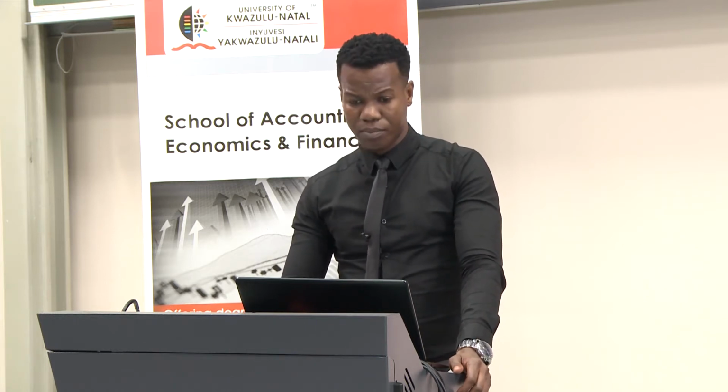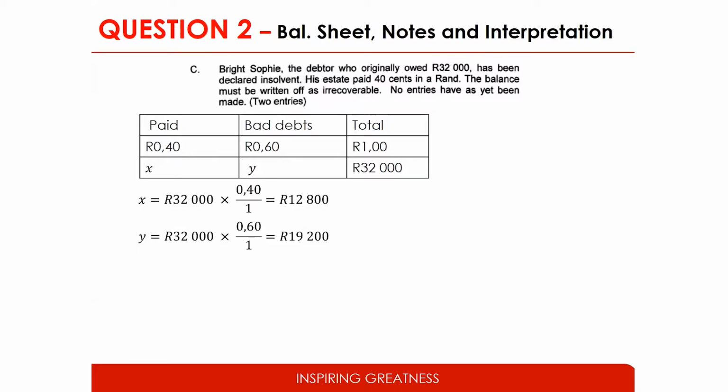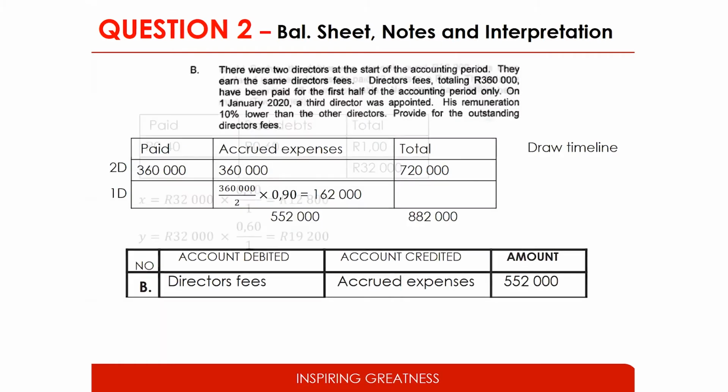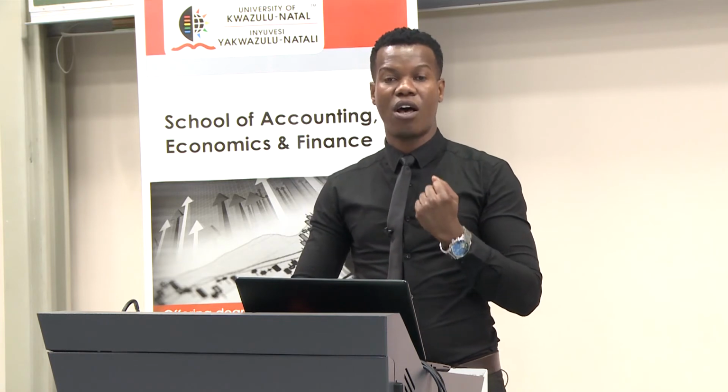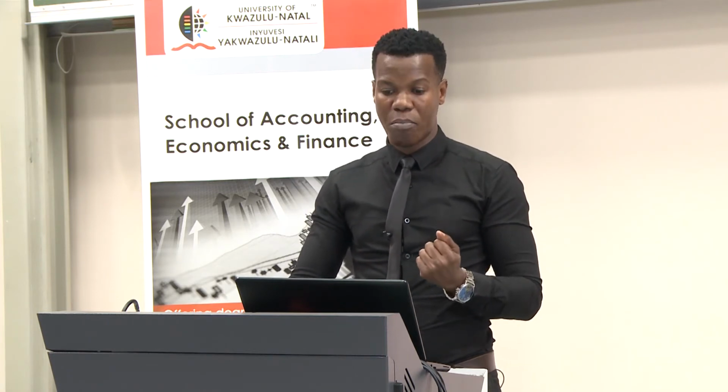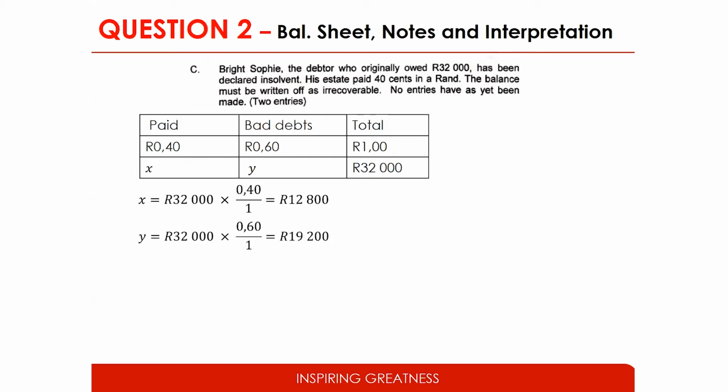The next one is that Bright Sophie, the debtor who originally owed 32,000, has been declared insolvent. His estate paid 40 cents in the rand. The balance must be written off. So this debtor owed us 32,000, cannot pay, will not be able to pay. We're never going to recover the entire 32,000 because he's been declared insolvent, not in a position to pay. But his estate has managed to pay at first 40 cents in the rand. So what that means is we have received 40 cents of the 32,000 that was initially owed by Bright Sophie. So the 12,800 Rand is an increase in our bank account.